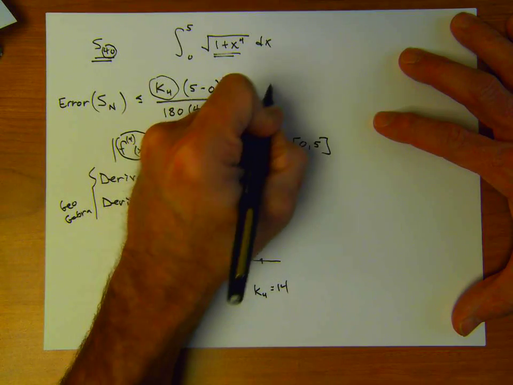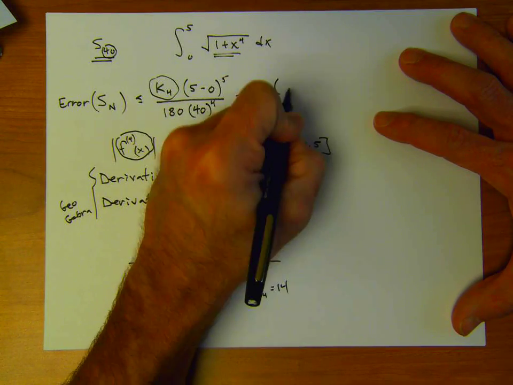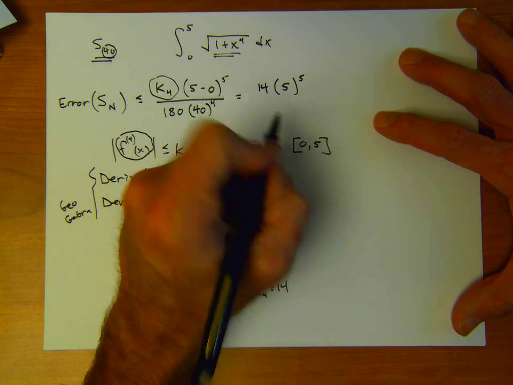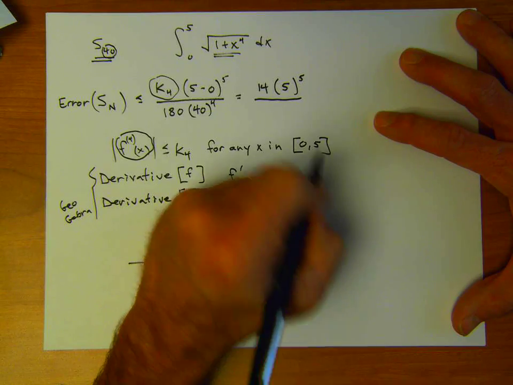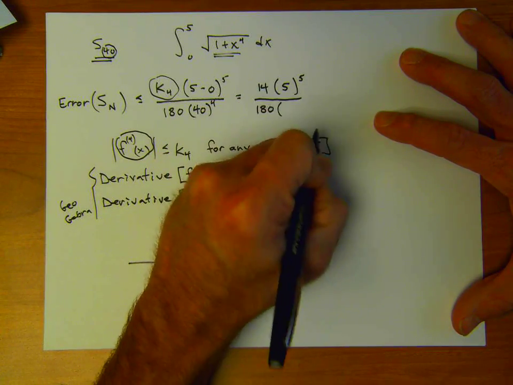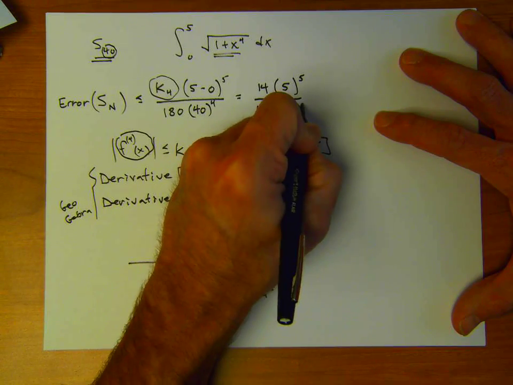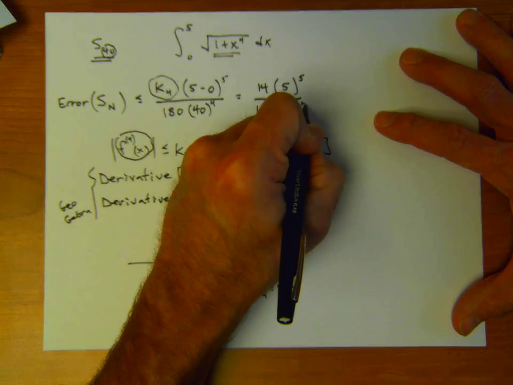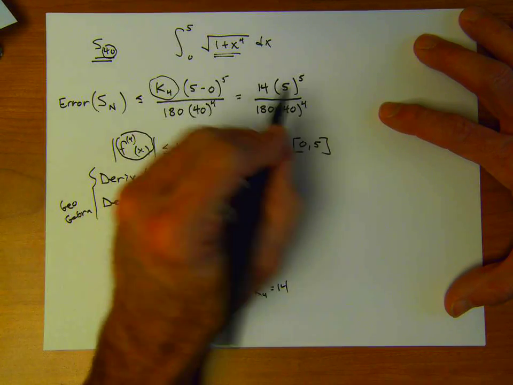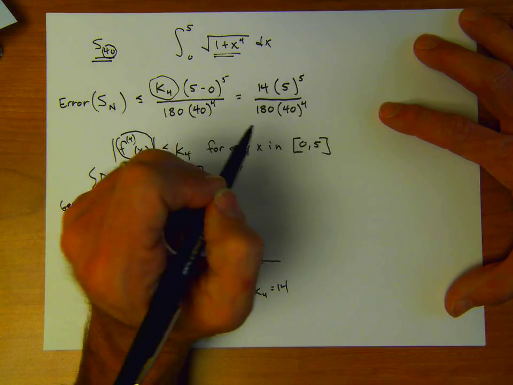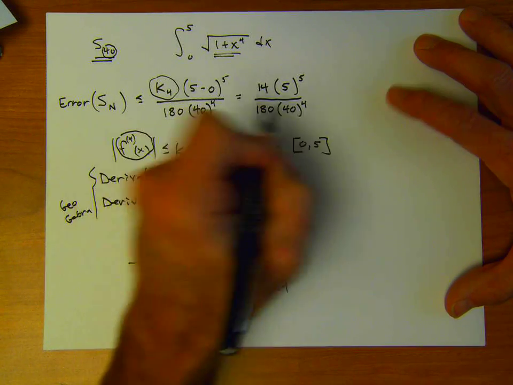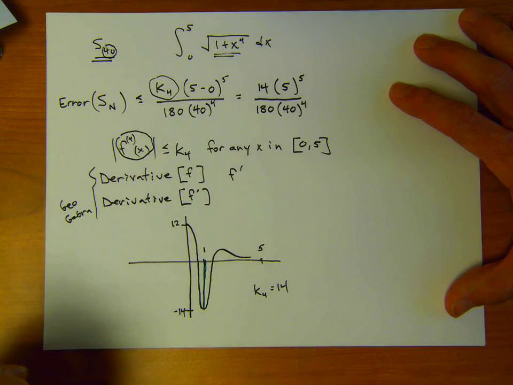So this is going to be 14 times 5 to the 5th power over 180 times 40 to the 4th. I actually worked this out to what number it was, and just realized that I took 5 squared instead of 5 to the 5th. So what I did is not right. But you can do this on your calculator. It's going to be a small number.